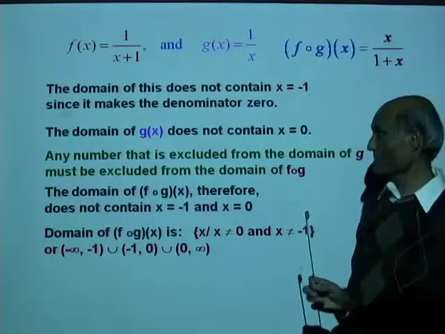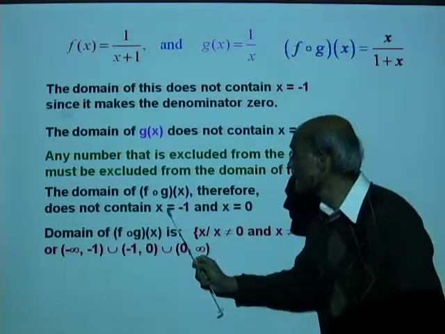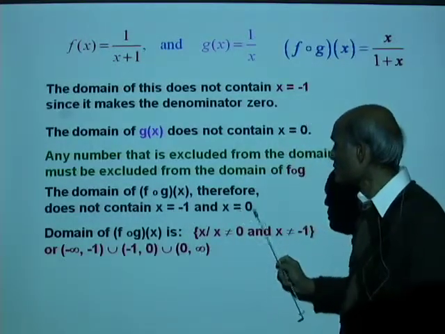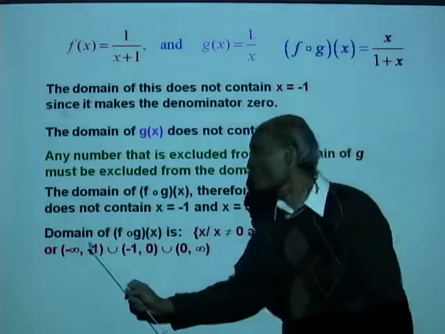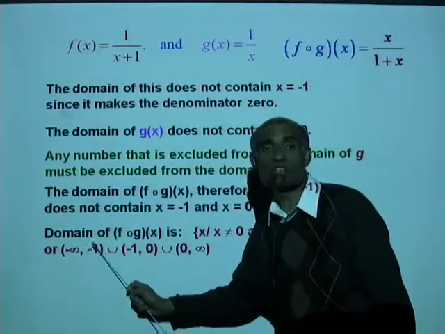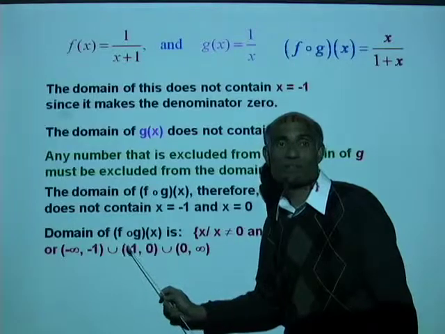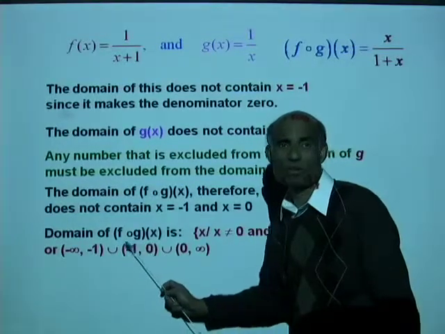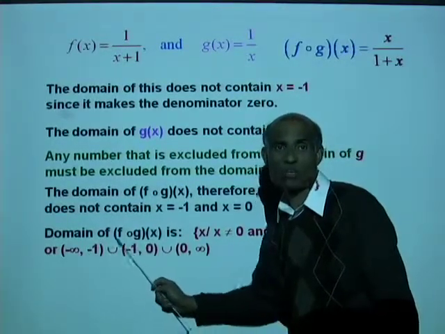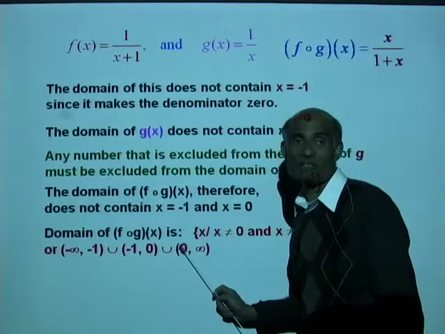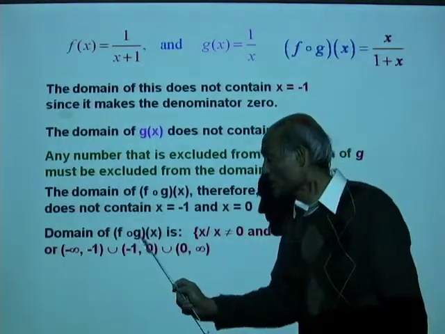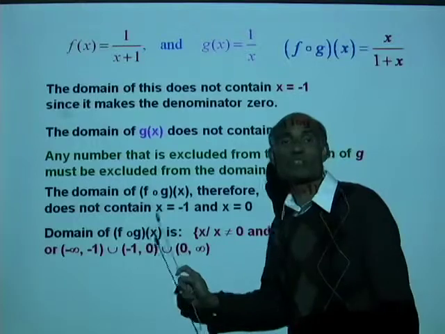So how do you write it? It does not contain x equal to -1. It does not contain 0. So we say -∞ to -1 union, -1 to 0. That means -1 is excluded. Then union 0 to infinity. It means 0 also is excluded.